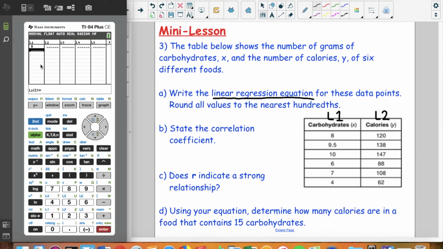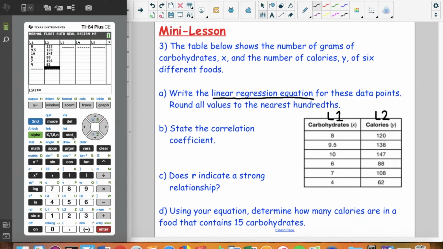So we have 8, 9.5, 10, 6, 7, and 4. Those are all our X values. Now we scroll over to L2 and put the corresponding Y values. So 120, 138, 147, 88, 108, and 62. Notice they end at the same point. They should. If you have one extra value in either column, this won't work, and you have to check if you typed it in your calculator correctly.